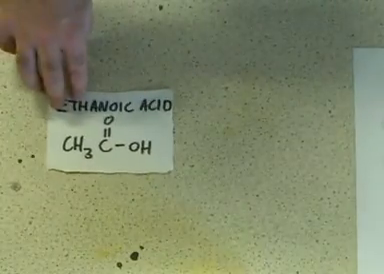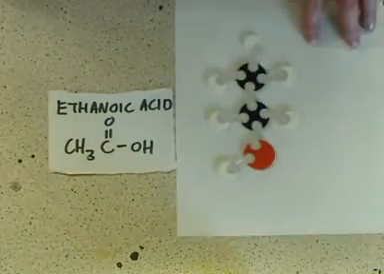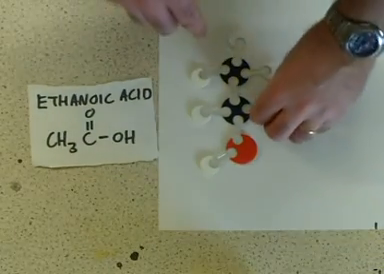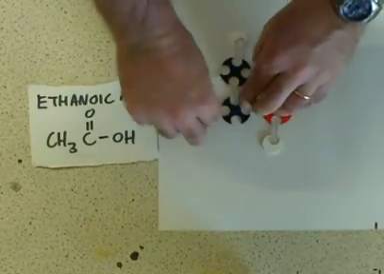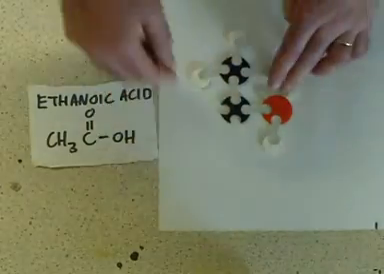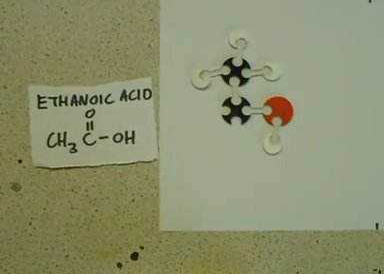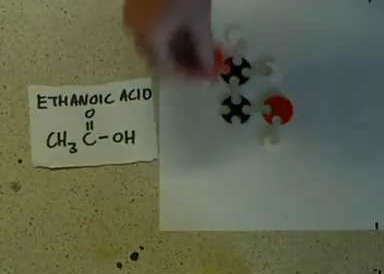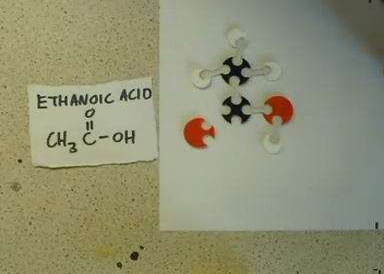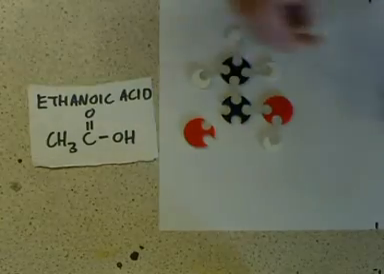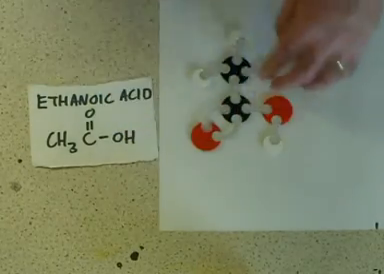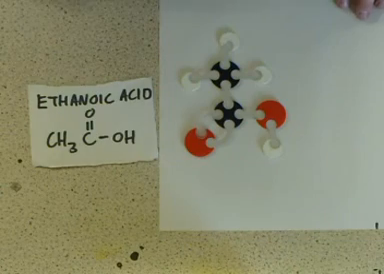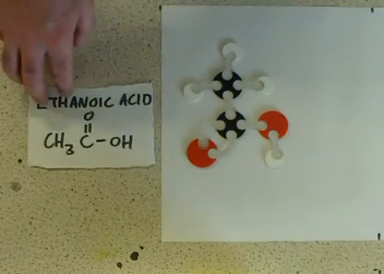So ethanoic acid has that structure, and if we bring back in the alcohol, and if we remove the hydrogens, take those away, and bring in the extra oxygen and double bond it to that carbon, we then have ethanoic acid, which, as I say, is also known as vinegar.